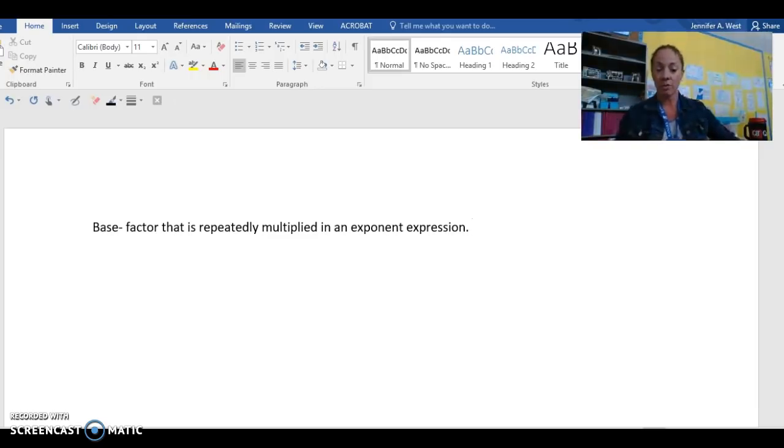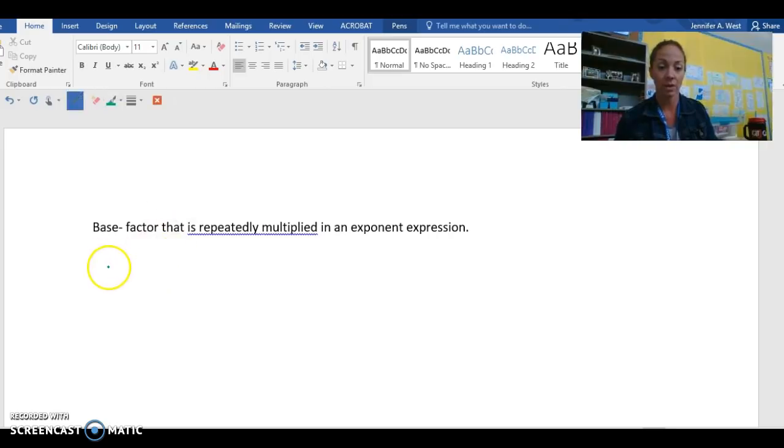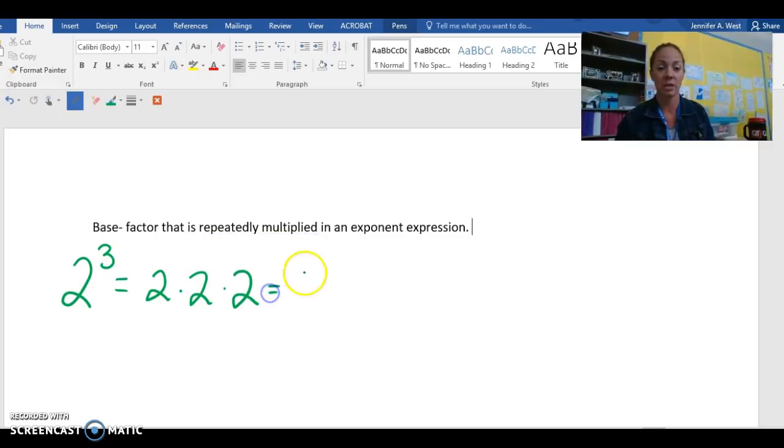So an example of that would be something like this. Let's go with green again. All right, so let's say we had 2 to the 3rd power. That also equals 2 times 2 times 2, which equals 8. The 2 is the base.